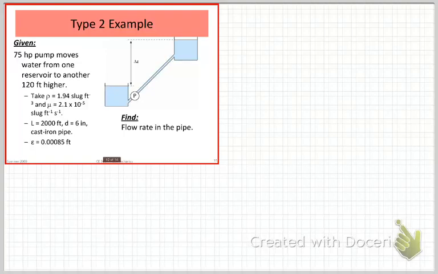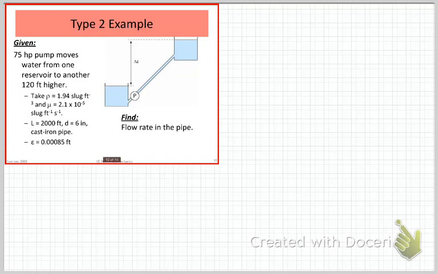Hello class, this is Adam Ward, and I want to work with you on a problem where we're using the Moody diagram to estimate major losses, or losses due to friction, through a pipe flow network. This is what I describe in class as a type 2 problem.